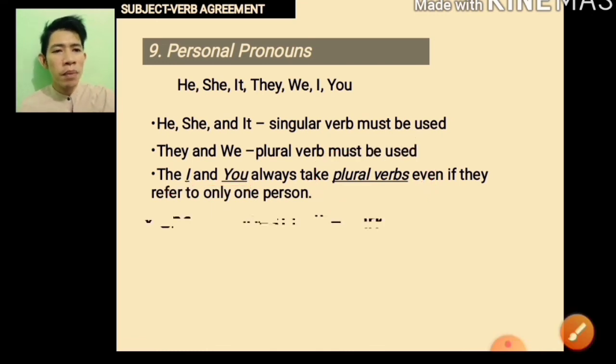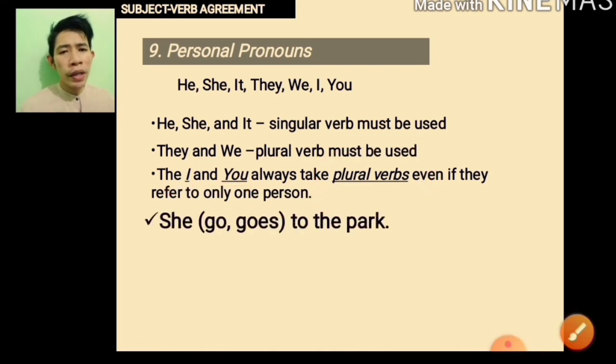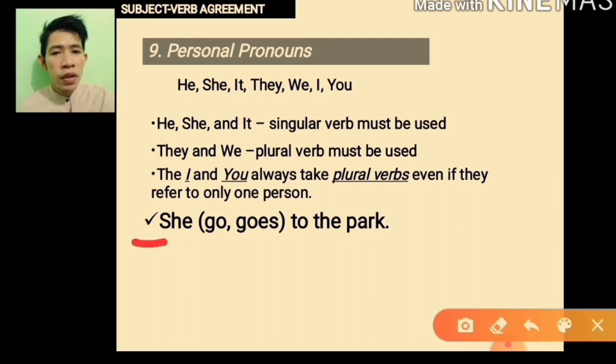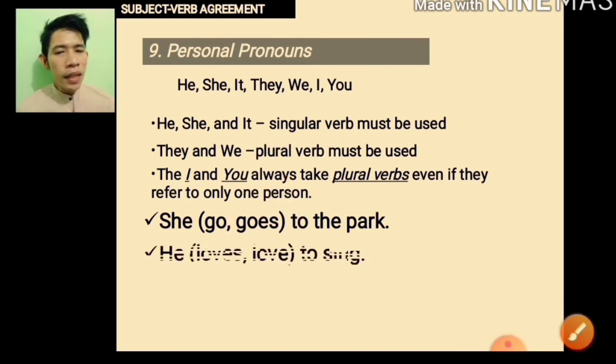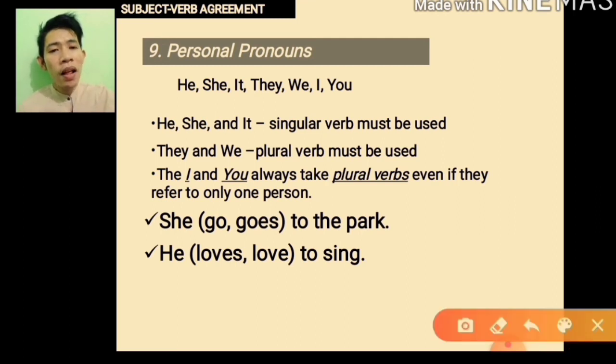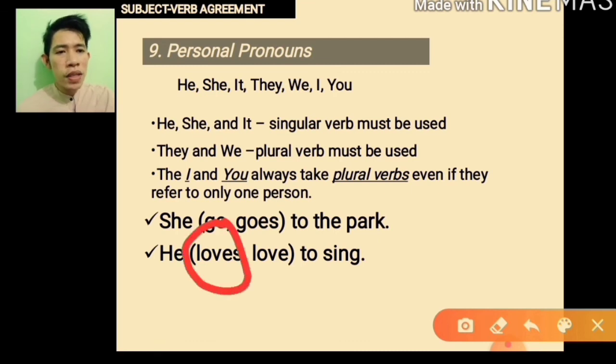Let's take that example. She goes to the park. The subject here is she. And what is she? Singular or plural? Singular, isa lang. So, ano yung rule kapag she, singular verb? So, that is goes. Kasi ang goes, singular verb siya kasi s. Another example. He loves to sing. Same scenario. Kapag he, ano gagamitin verb? Singular, so it should be loves. Very good. He loves to sing.